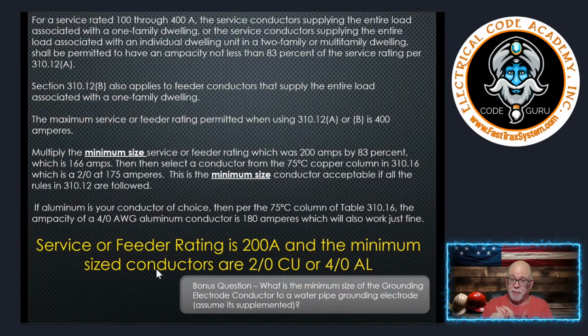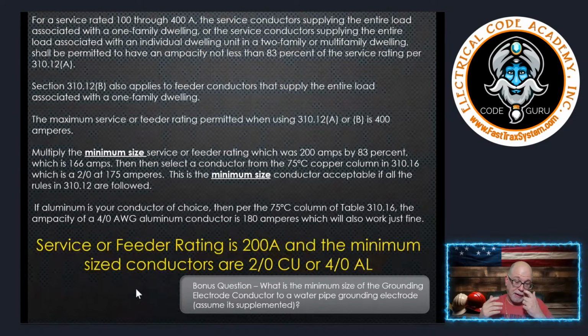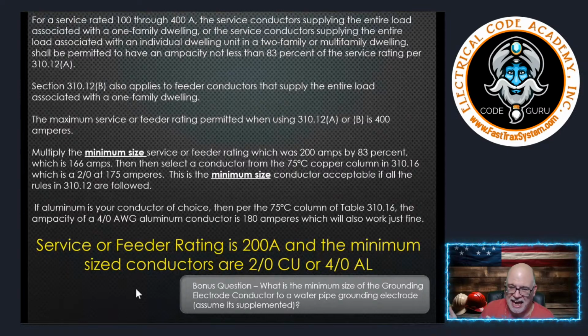Now, as a bonus question, now that we know all this stuff, what is the minimum size grounding electrode conductor to a water pipe grounding electrode? Assume it's supplemented. So again, I don't need anybody to say, well, a water pipe ground requires a supplemental electrode. Yeah, we know that. I'm only asking what's the size that you would run to the water pipe electrode if you had one. Not a trick question. You just need to remember that you're going to go to Table 250.66 based on the size of the conductors that we have here, which is the 2-aught copper, okay?